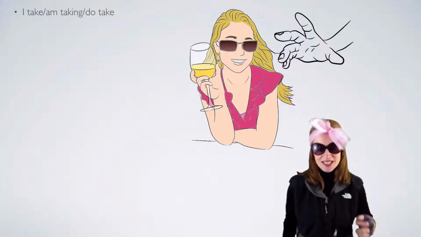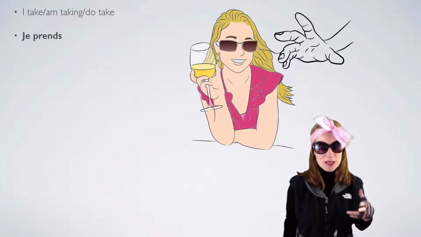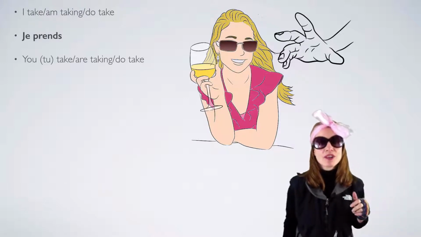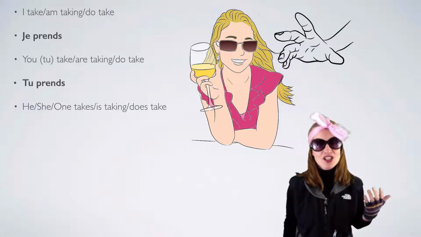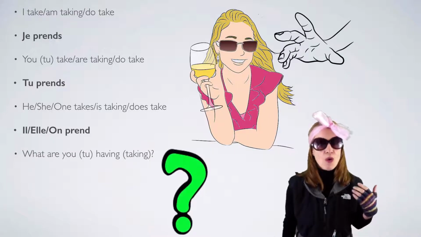So in the present tense, I take, I am taking, I do take. Je prends. A good tip is just to chop the ending off the infinitive. Je prends. You take, you are taking, you do take, using tu. Tu prends. Sounds the same, spelt the same. He, she, one takes, is taking or does take. It sounds the same, but there's no S. Il, elle, on prend.